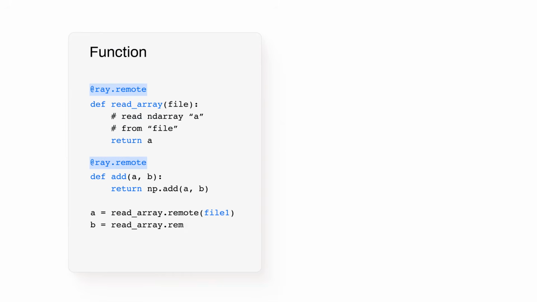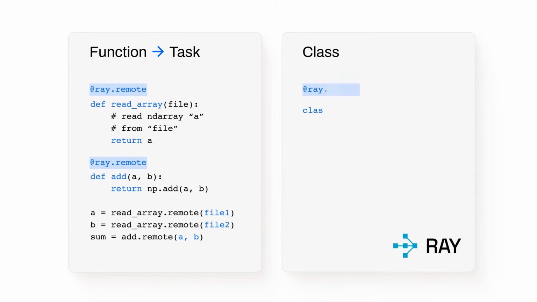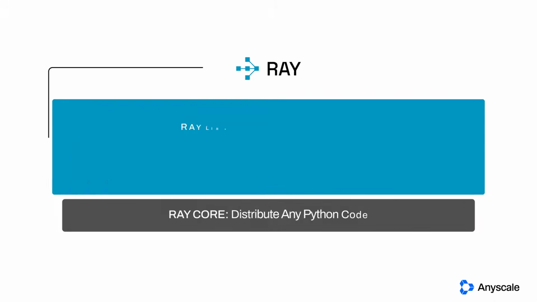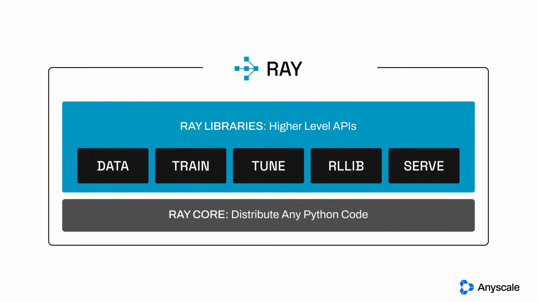Python developers will find Ray very intuitive. With just a simple decorator, functions or classes can be executed remotely, seamlessly transforming them into Ray tasks or actors. That's the Ray core experience, but to more easily run other workloads, Ray also comes with higher-level libraries that offer familiar APIs designed for specific workloads like model training or serving.